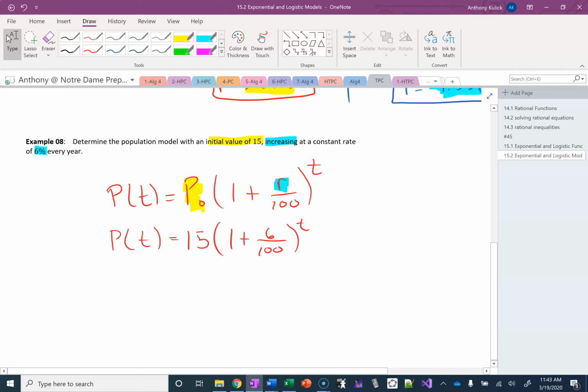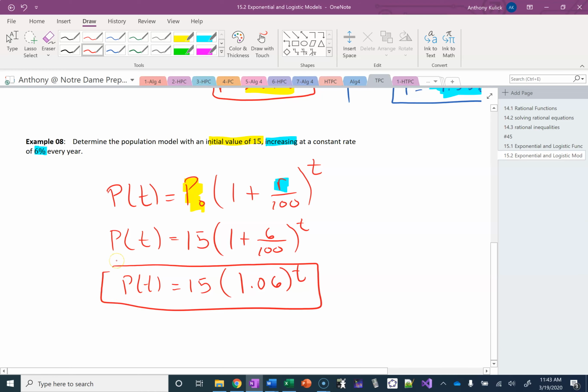And then if I do 1 plus 6 over 100, that turns into 1.06. And there's my final answer. That's it. Again, it's worth noting that since our rate is happening every year, our time t needs to match that unit, so t would be in years for this model. In general, when trying to determine what unit t is, that unit should match the population.